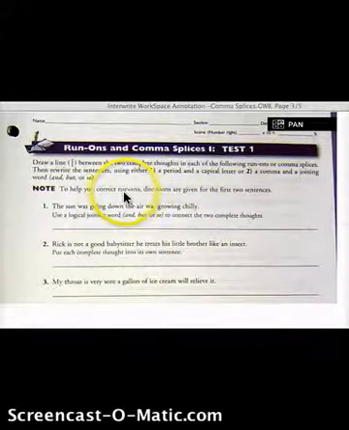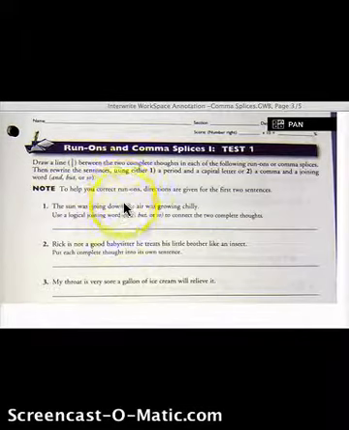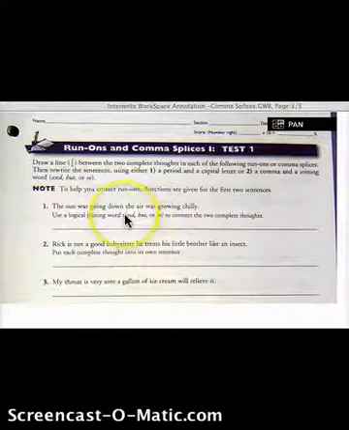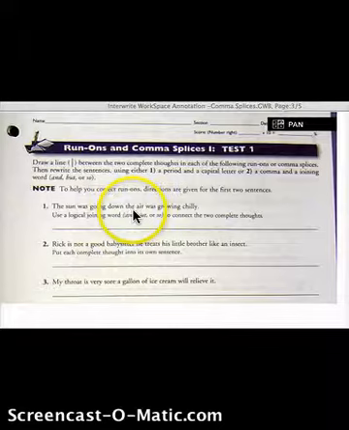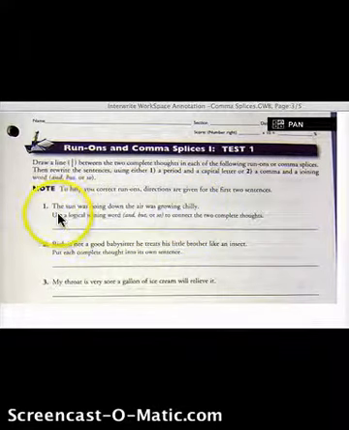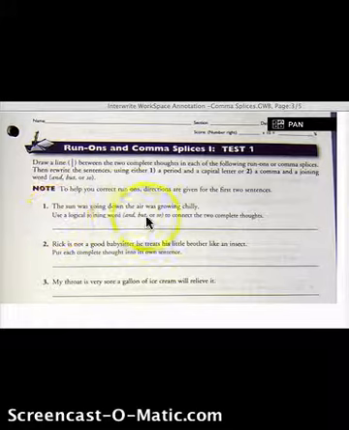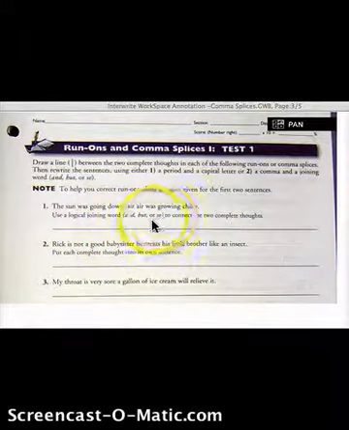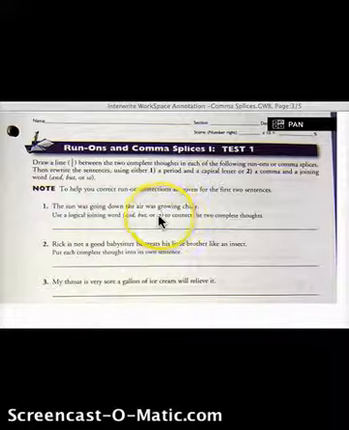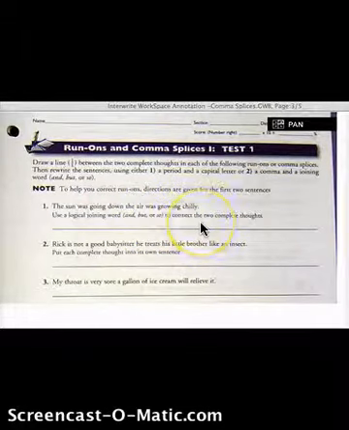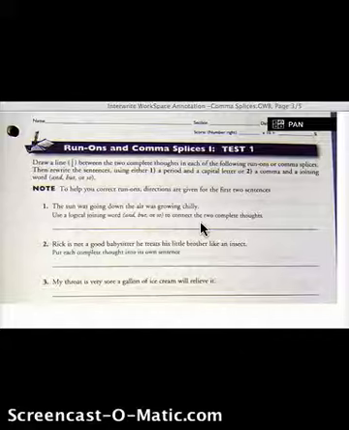The sun was going down. Your vertical line should go right through here to separate the two. The air was growing chilly. You can easily fix this by adding a comma and a coordinating conjunction such as and, but, and so. The sun was going down, comma, so the air was growing chilly.